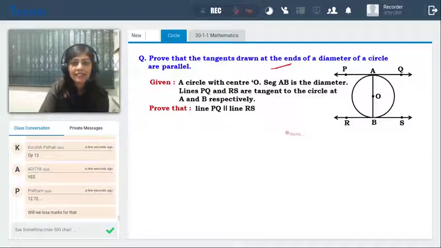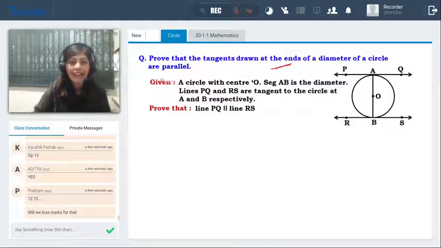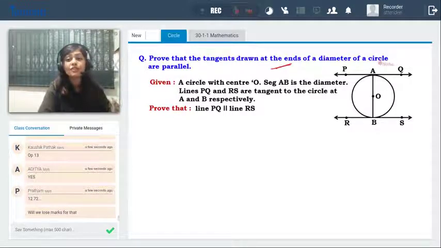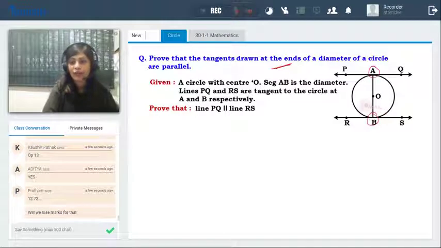Prove that tangents drawn at the ends of a diameter of a circle are parallel. So what you need to show is you have a diameter AB and you have two tangents drawn at the ends. That means A and B are your points of contact.